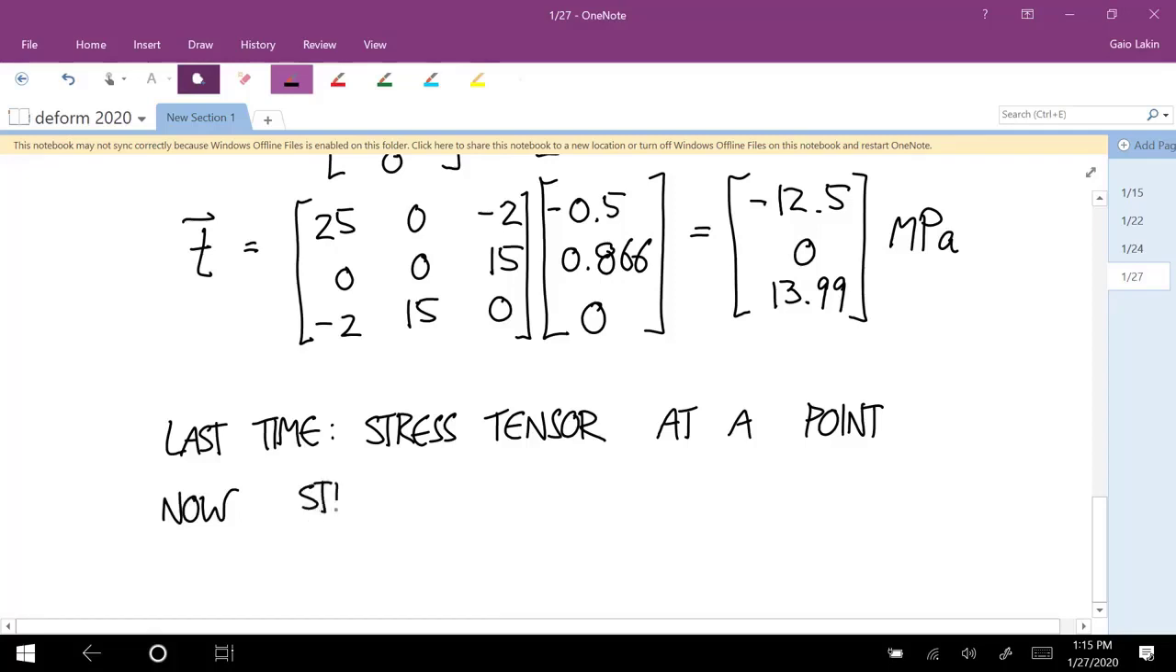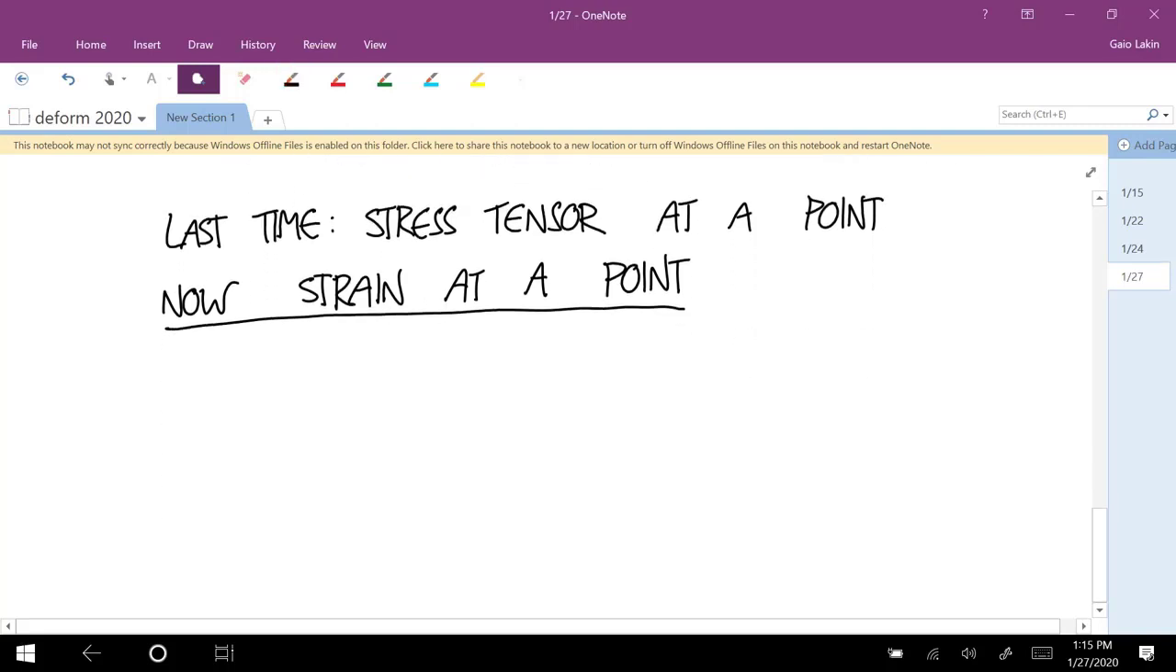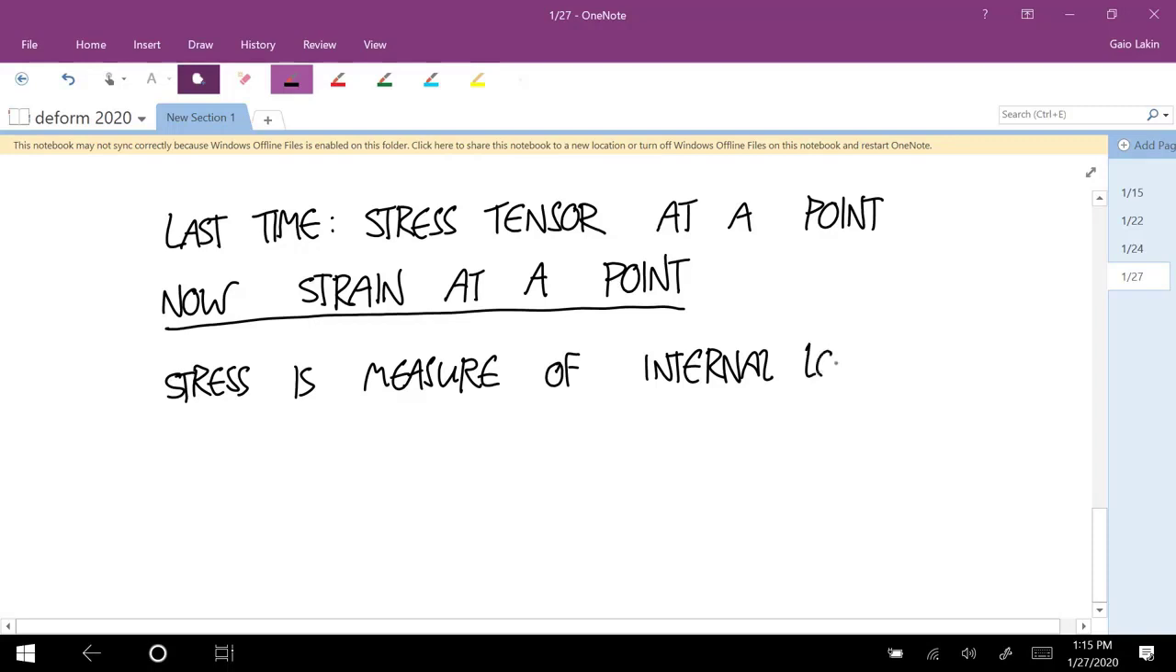So now we're going to deal with the strain at a point. So remember that stress is a measure of internal loading at a point.